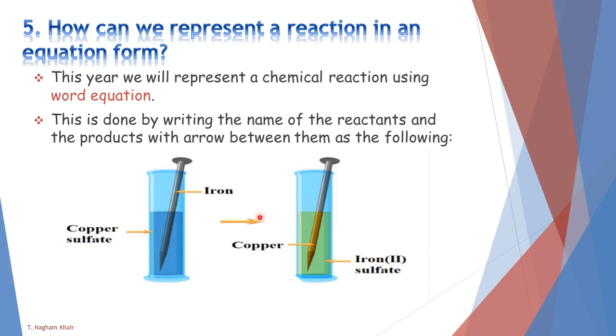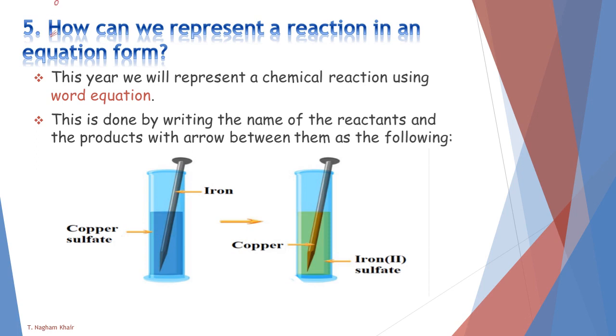The reactants are the ones that we used at the beginning of the experiment, which are iron and copper sulfate. What are the products? The products were not found at the beginning. They appear at the end of the experiment. So they are copper and iron sulfate.